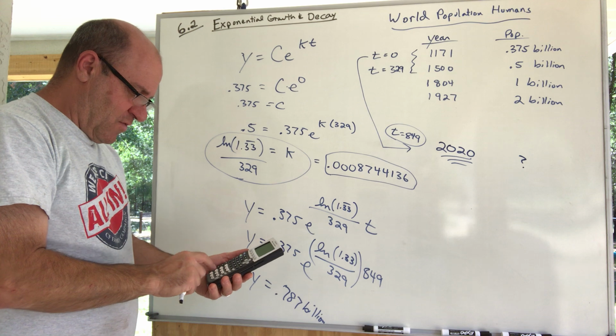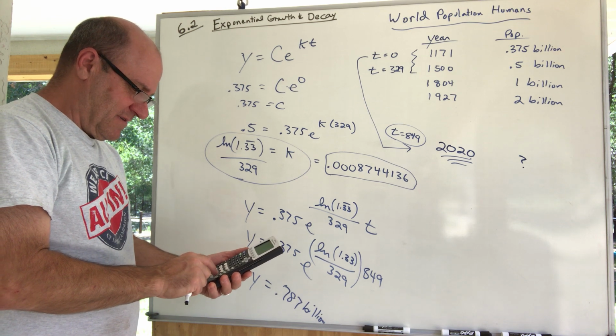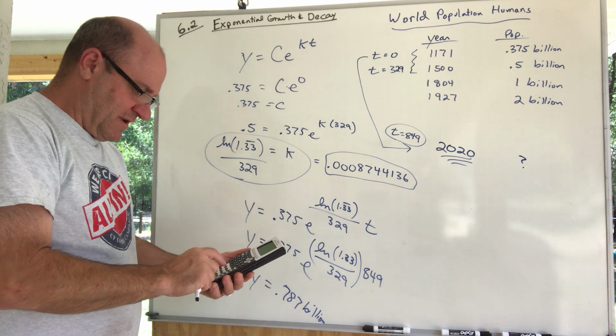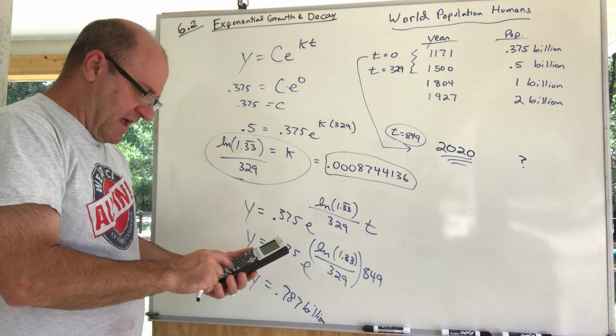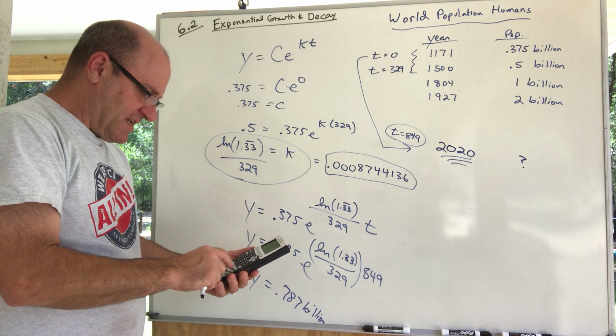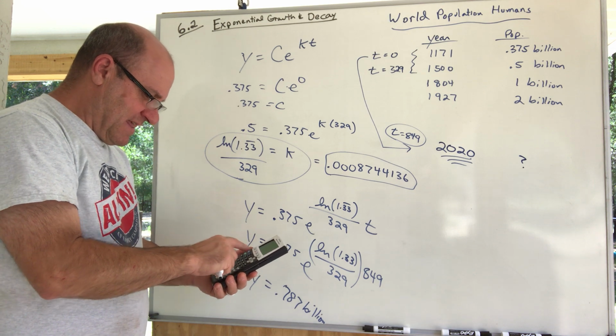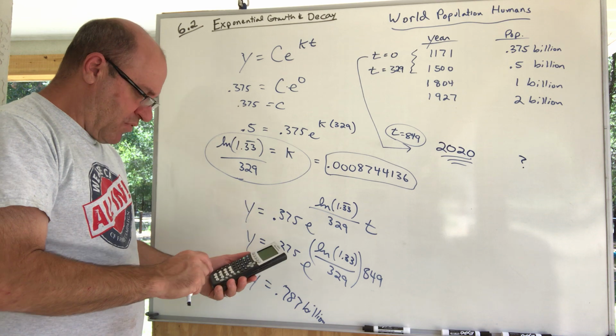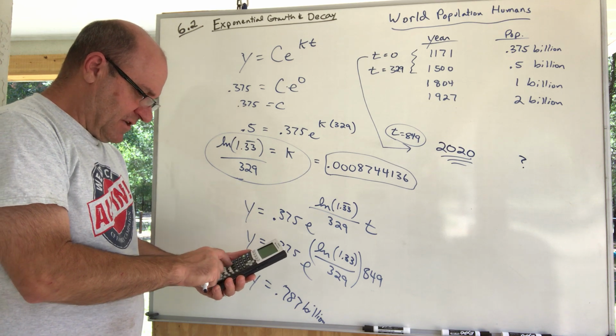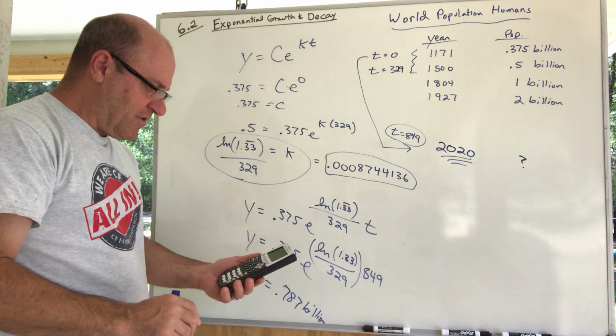The natural log of 1.3 divided by 329, that's my k. I multiply that times the 849, that's the years. I raise that to the e, I e that answer. And then I multiply that by the 0.375. Sorry you have to watch me do a calculator, but you can do it.